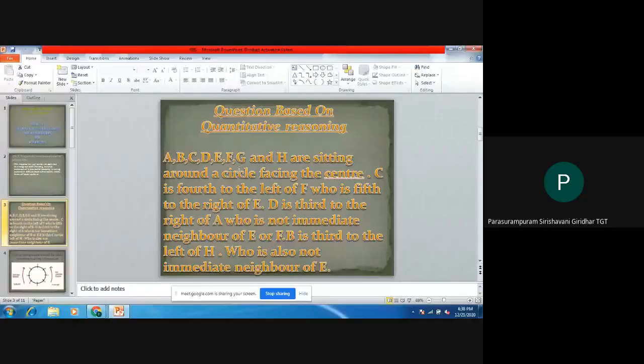Sitting around a circle facing the center. C is fourth to the left of F, who is fifth to the right of E. And D is third to the right of A, who is not an immediate neighbor of E or F. B is third to the left of H, who is also not an immediate neighbor of E.